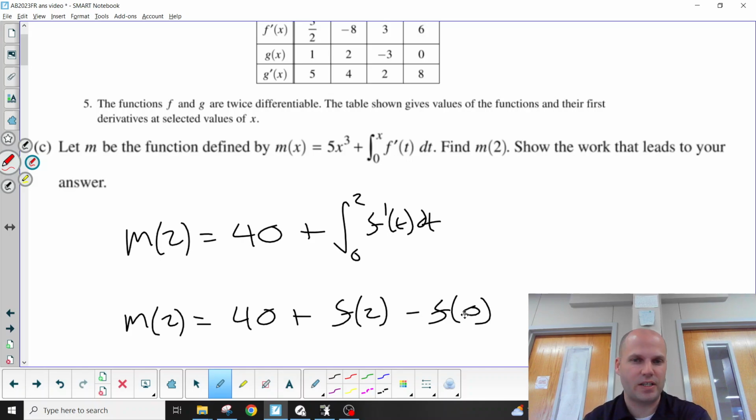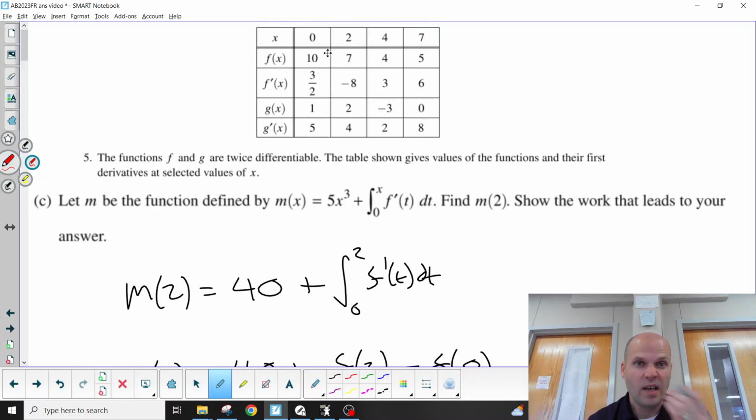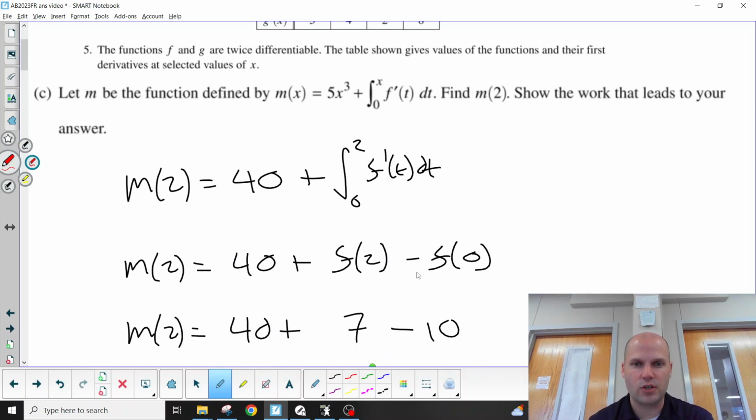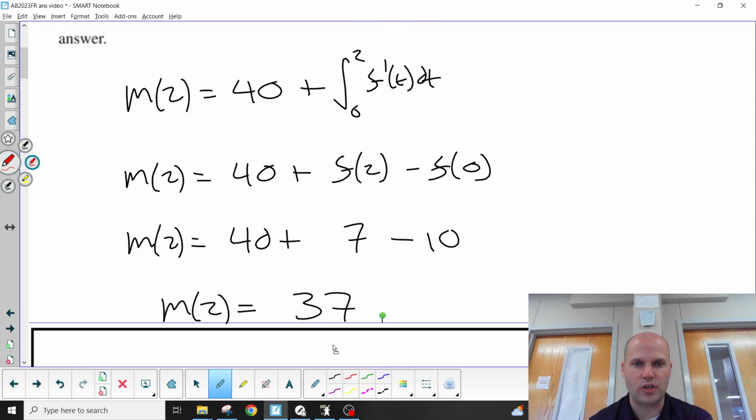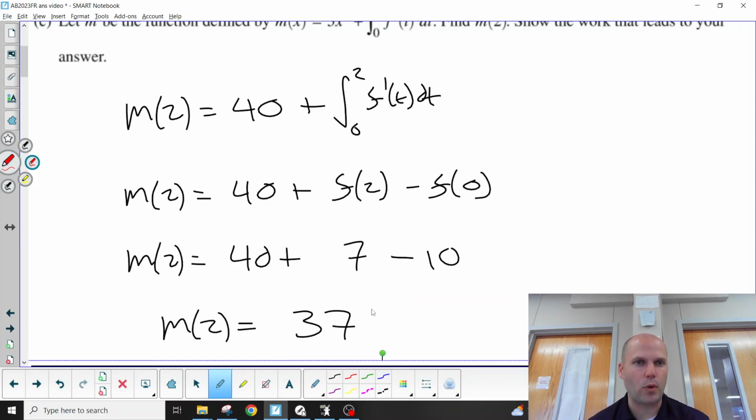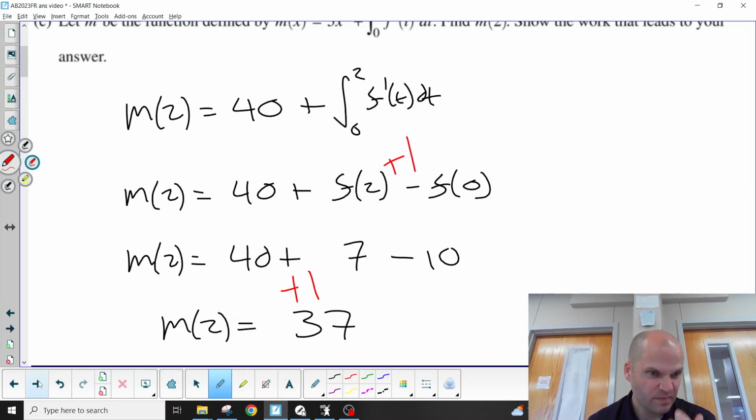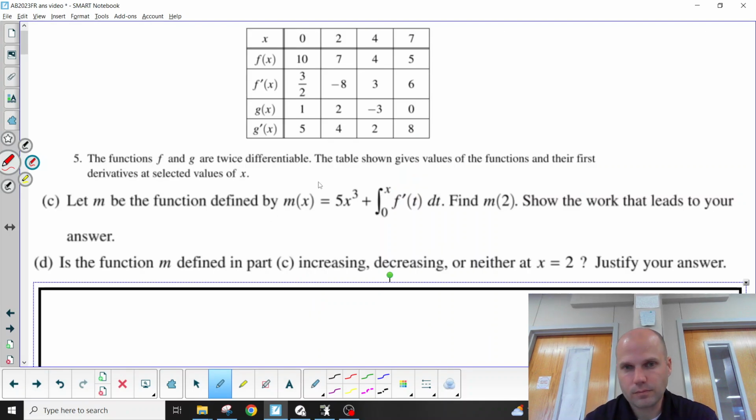I need f of 2 minus f of 0. I need to find the displacement of f to find the area under f prime. F of 2 is 7, f of 0 is 10, so I get negative 3, 40 minus 3, 37. This is probably worth 2 points. Or 1 point, maybe. Maybe that's 1, maybe that's 1. I don't know. Maybe this is 1 and that's 1. Maybe it's only worth 1.